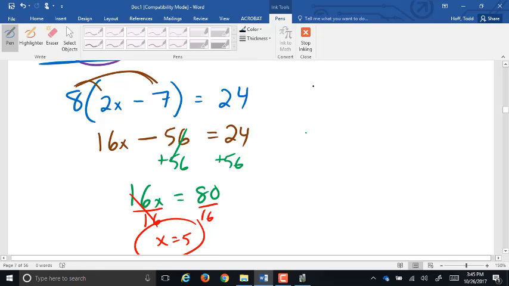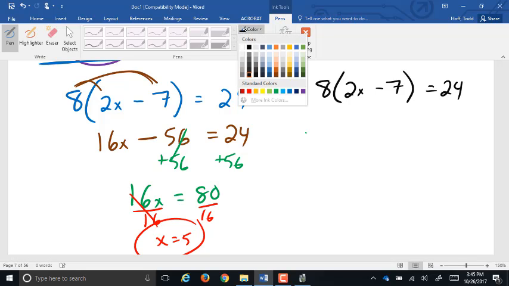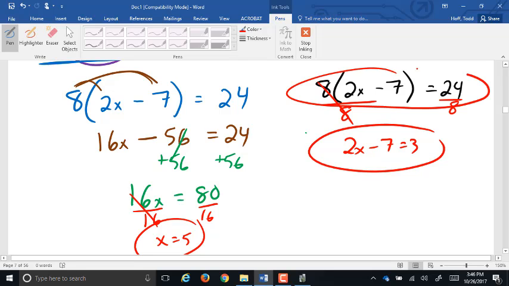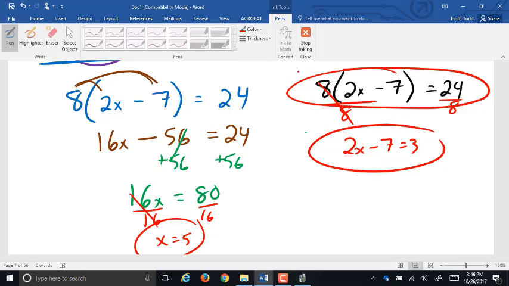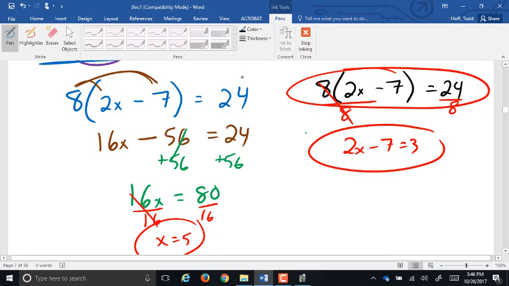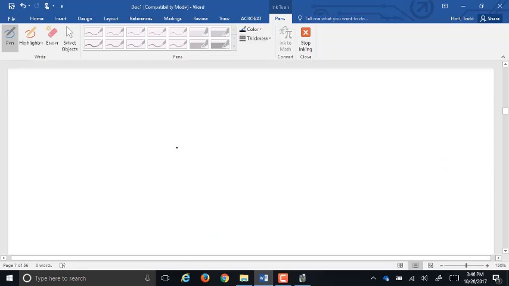And one of the things that always comes up is, why can't I just divide by the 8 first and make it go away? And get 2x minus 7 equals 3. Well, in this equation, you can. You can divide by 8 and solve it from there. You're going to get the same answer. The reason I don't teach that is because we will run into equations like this.